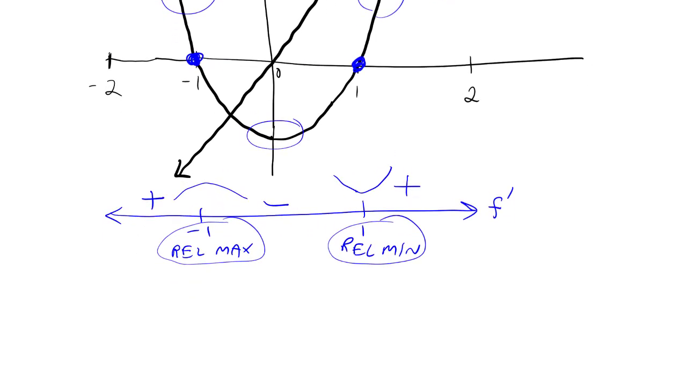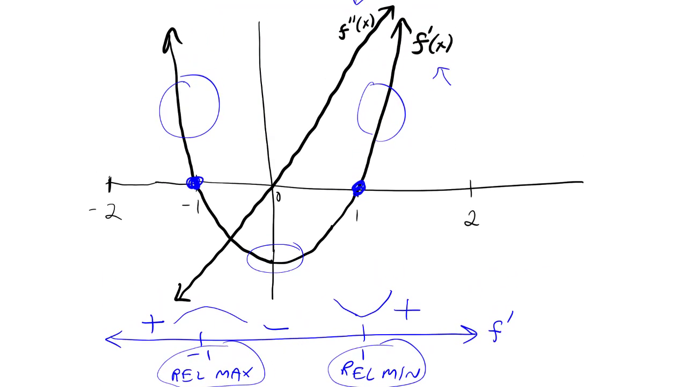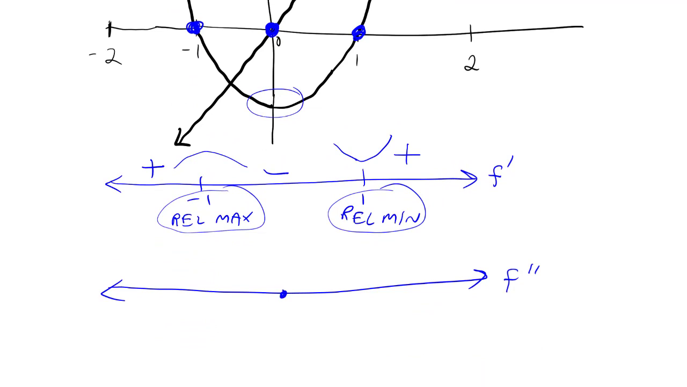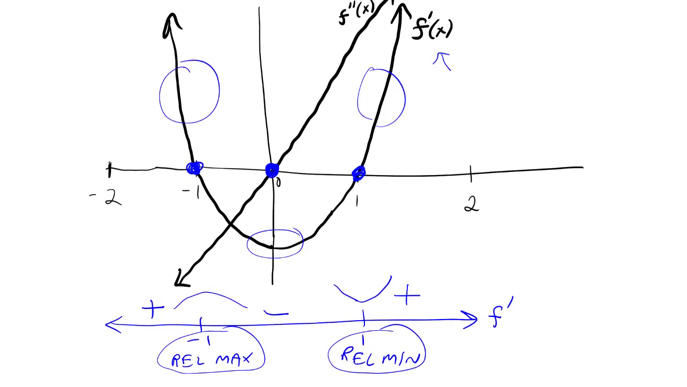I could do a similar thing now with the second derivative. All right, let's look back at the graph here. So the second derivative, where is it 0 or undefined? Well, it's 0 at 0. Okay, and what are its signs? Well, now we're just looking at this line here, this second derivative is negative below 0 and positive above 0.